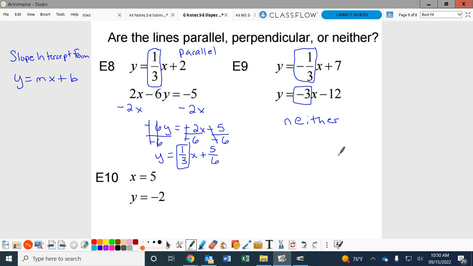Now, guys, what would the slope of the second line be if it was going to be perpendicular to the first one? It would be positive 3. It would have to be a positive 3 right here.